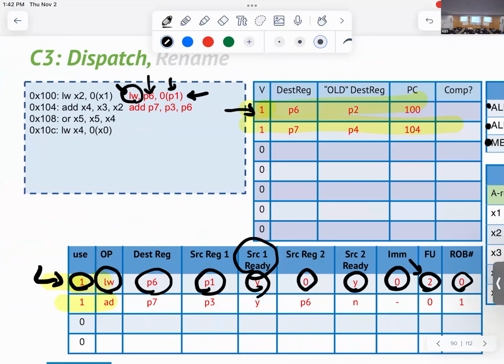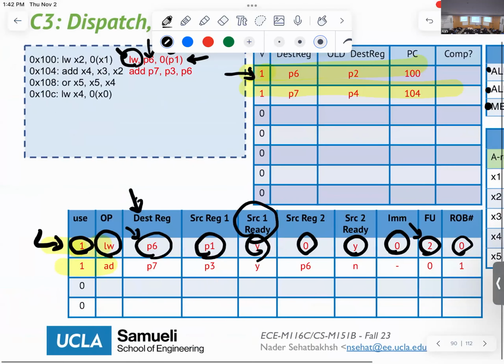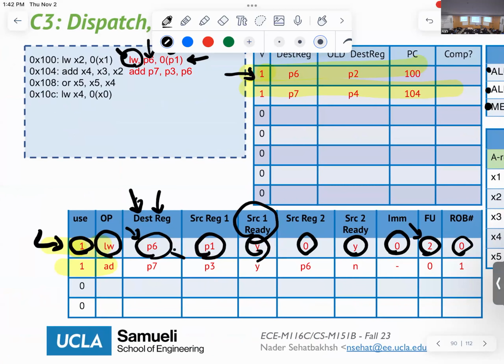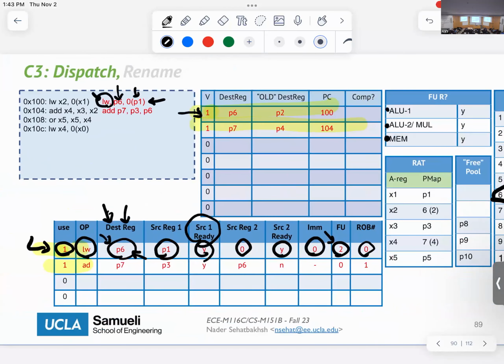An important thing happening here is that the moment I put destination register equal to P6 here, I'm going to update my ready table for P6 and put no there. Why? Because this is a destination register. This load instruction needs to be completed such that this register becomes ready again. So the moment I see a destination register, in this case P6, I put no next to P6 in this table. That's what I do while I populate this reservation station.